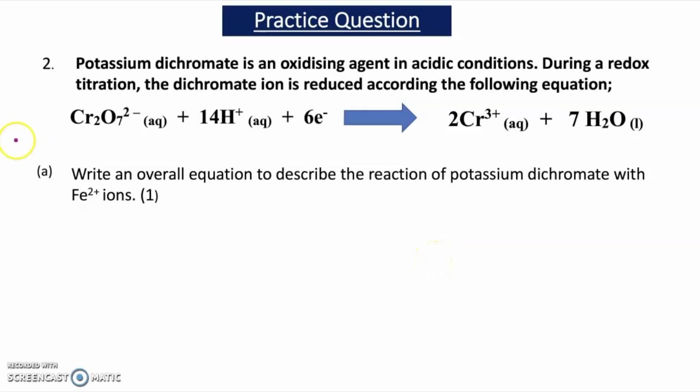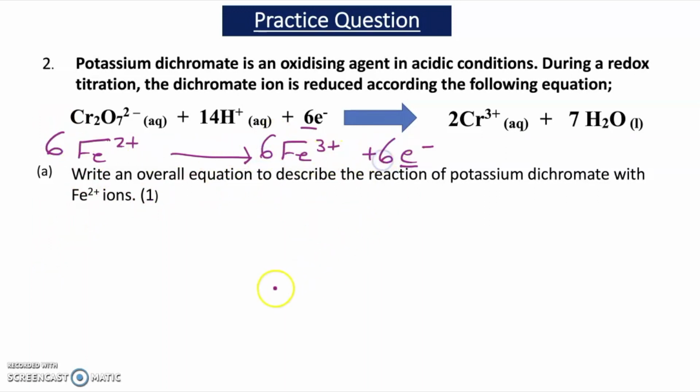So to write the overall equation, we have to first write the half equation for the oxidation of Fe2+ ions. So the half equation would be Fe2+ goes to Fe3+ plus an electron. And then to write the overall equation, we combine the two half equations here. And to do this, we need the same number of electrons in both equations. So we need to times the bottom equation by 6, because we need 6 electrons in both equations.